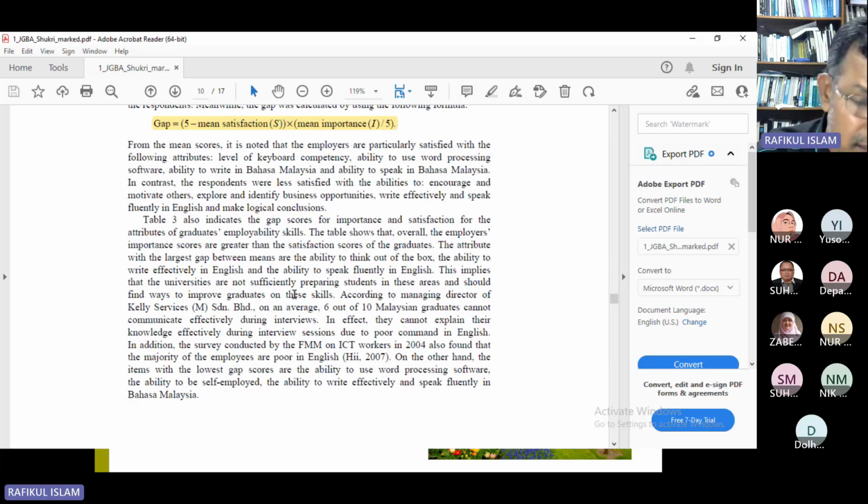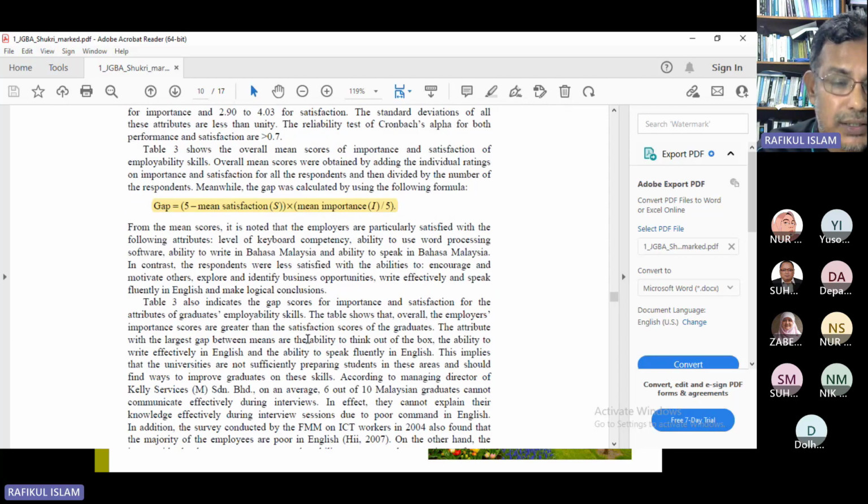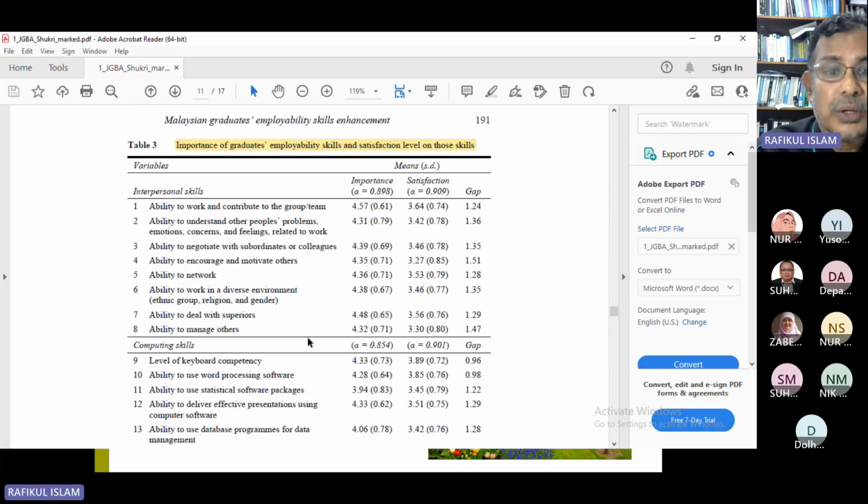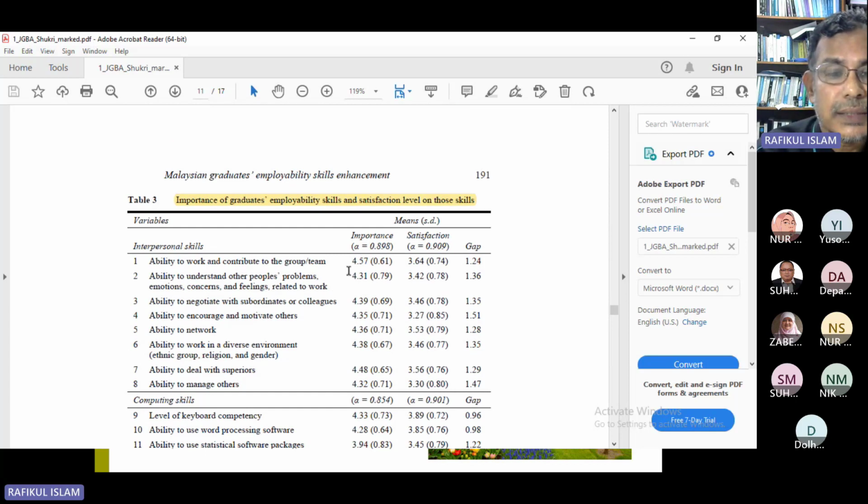There are a number of formulas for determining the gap, but this is one complicated way. So this one is the importance level. This one for the 49 items, as I showed, for employability. So this side is 4.57 and satisfaction is 3.64.